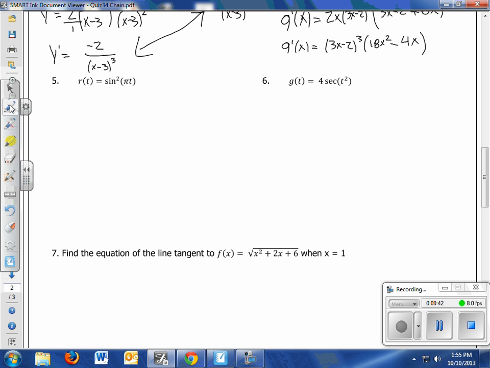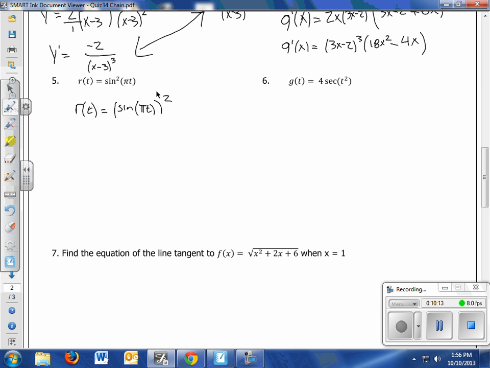Let's move on to number 5. We have the sine squared of pi t. Well, I'm going to rewrite that first and move this squared up and use parentheses to show that when the 2 is right above the sine, it's like you're taking the sine of this stuff and squaring all of it, which is really just squaring the sine of pi t. It's not like squaring pi and t. It's just the squaring of sine pi t.